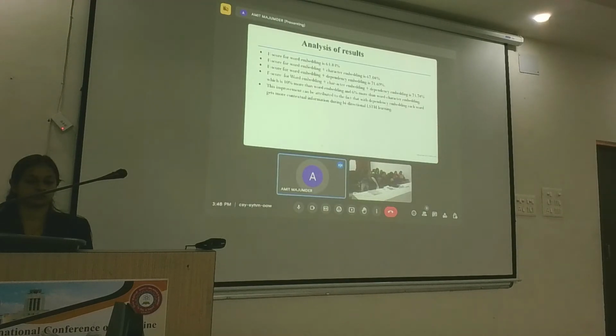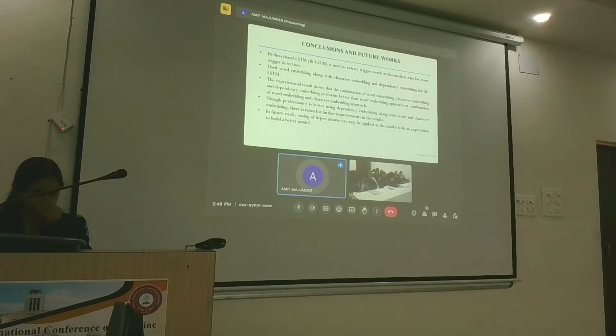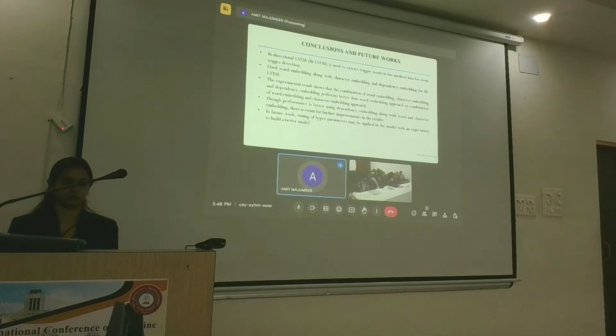So in comparison of these three different approaches, word embedding, character embedding, and dependency embedding, this technique has improved the result. From this result, it has been seen that there is a very good impact of dependency embedding, and with the use of dependency embedding, the result has improved. In future, we would like to apply hyperparameter tuning, which may improve the performance of the model. So this is all about our task, which is presented over here. So thanks.